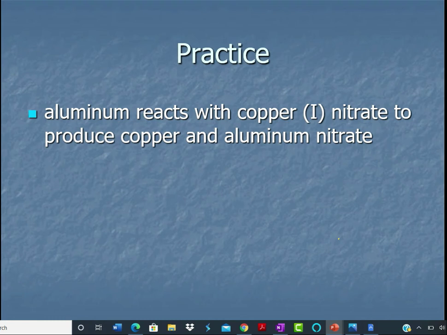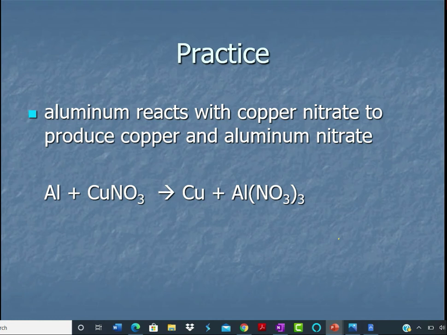So let's see how you did. Did you get this? Aluminum plus copper 1 nitrate. Oh, I forgot to put that, change that. Did I change it in the previous one? Yes, I did. So it's copper 1 nitrate gives you copper and aluminum nitrate. Again, aluminum is always going to be +3, and copper in this case was +1. Okay, so go ahead and pause the video and try to balance this equation.